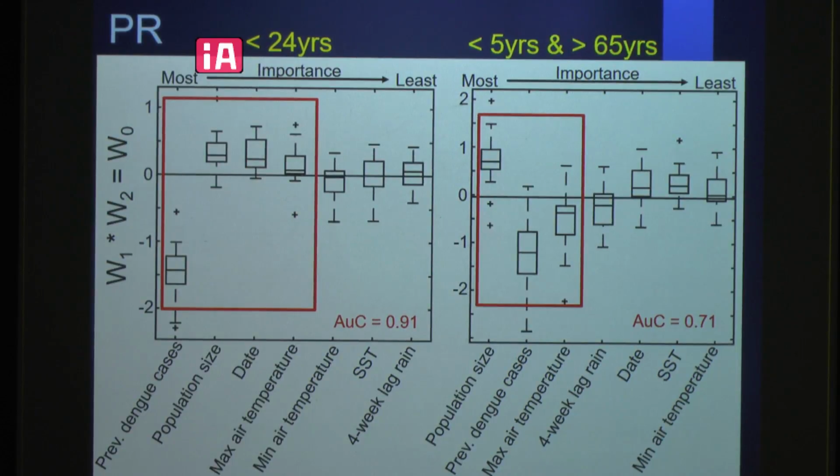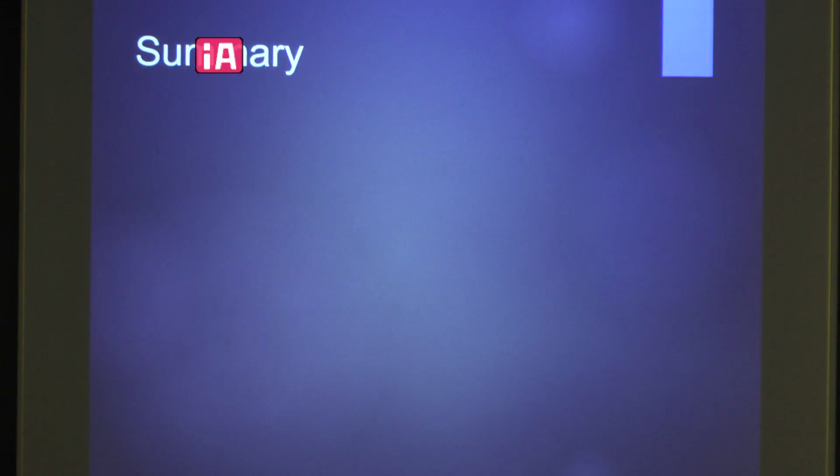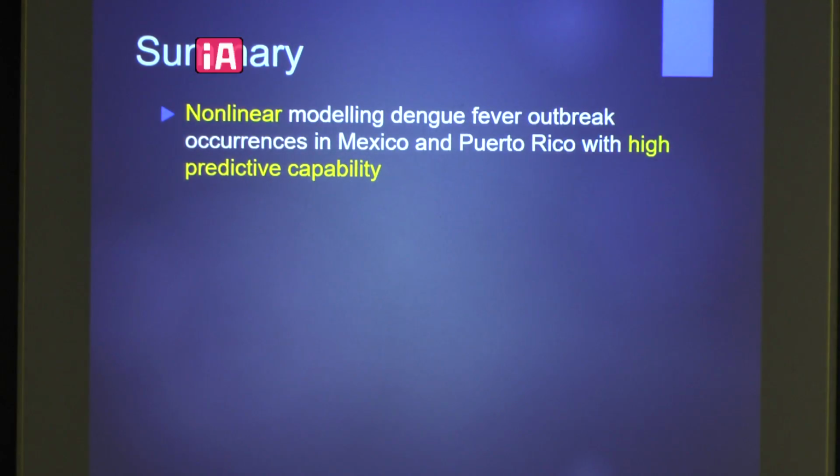In terms of the predictive capability of both of these models, the one for younger than 24 had 91%, and the one for those younger than 5 and older than 65 had a predictive capability of 71%. In summary, for this third objective, what this is showing is that by using nonlinear modeling, in this case artificial neural networks, we show a high predictive capability for dengue occurrences or dengue fever outbreaks in Mexico and Puerto Rico as well.